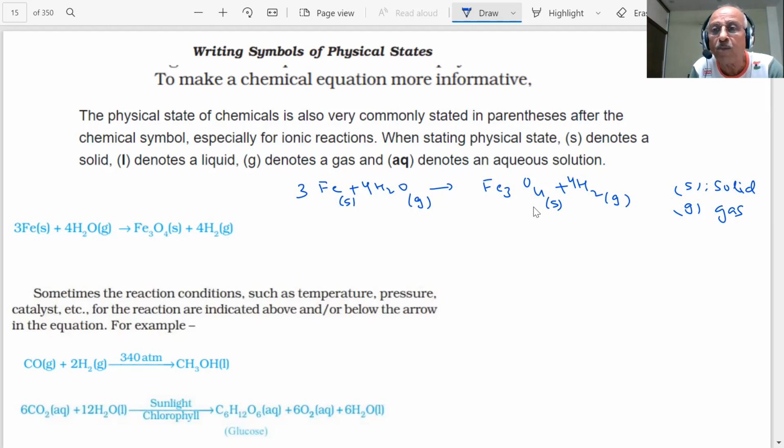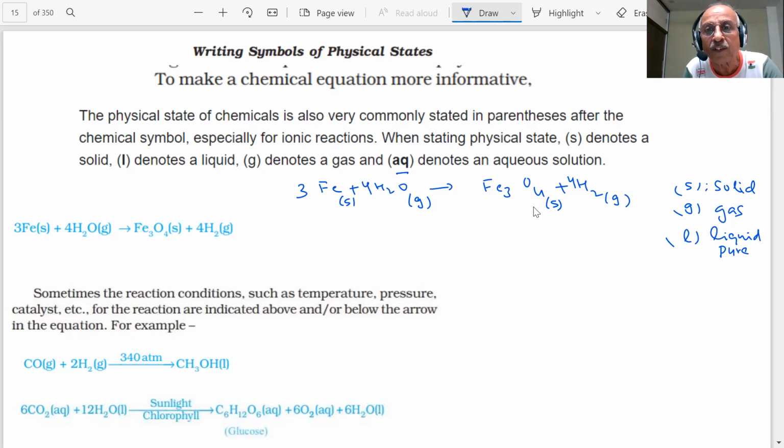So in order to make the chemical equation informative and more real, because if I simply write Fe, H2O, Fe3O4, H2O, the reaction may not take place. Therefore, it is important to specify the states which we have written. S for solid, G for gas, L is written for the liquid, pure liquid. This is a pure liquid.